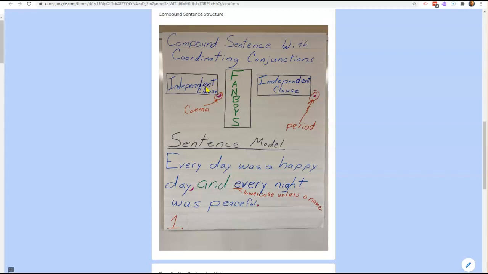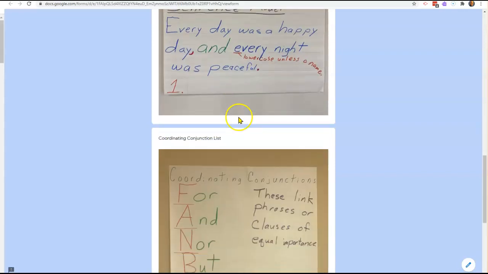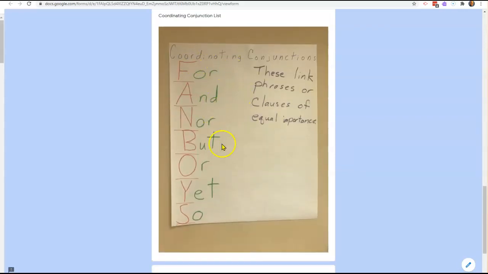So, how do we do that? How do we link two independent clauses? There are a number of ways, but the one we're looking at now is a comma and a coordinating conjunction. Fanboys. Down here, you can see the fanboys, the coordinating conjunctions: for, and, nor, but, or, yet, so. While we're doing these particular practices, and we're going to do at least 5 of these over the next week or two, those are the only conjunctions you want to use.